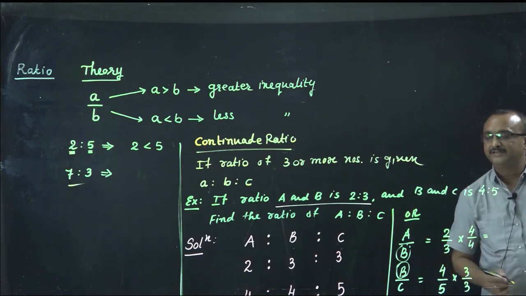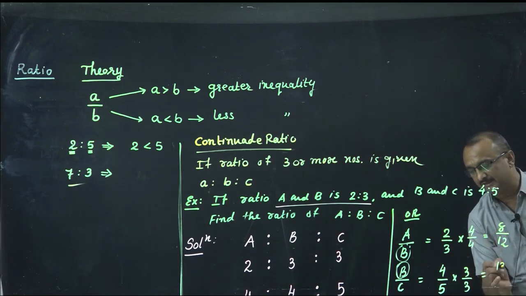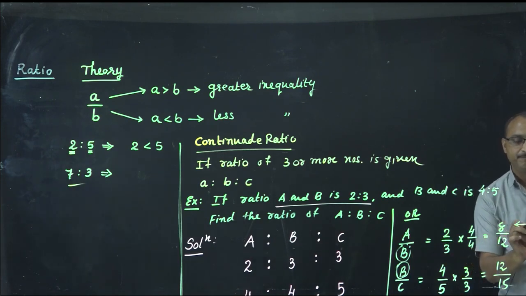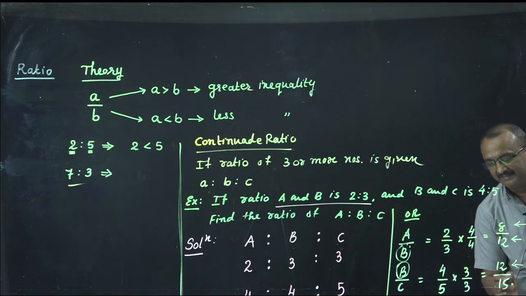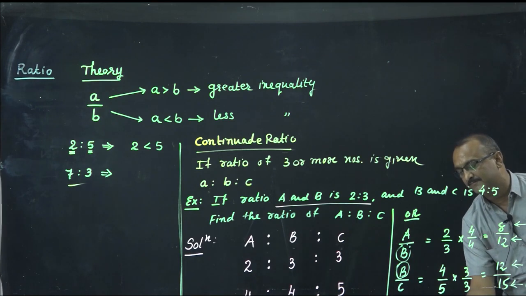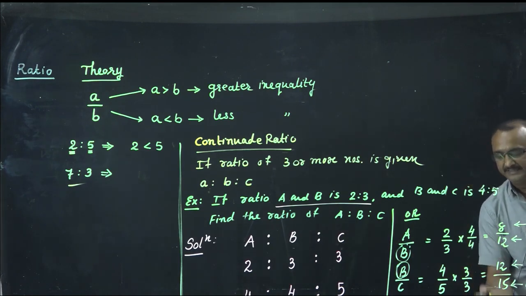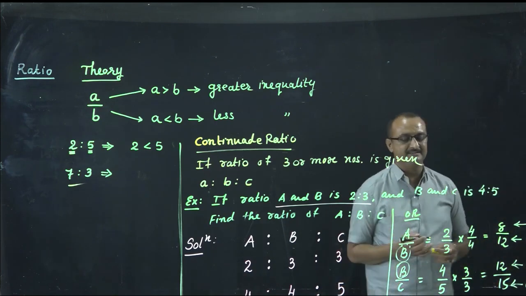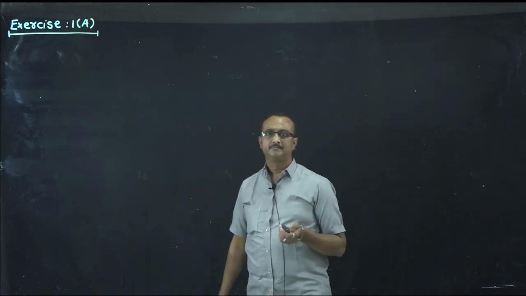Okay. Now calculate this, 8 by 12. And this is 12 by 15. See, this is A. This is B. This is again B and C. Now what is the ratio of A is to B is to C? It is equal to A 8, B 12 and C 15. Both the methods are very easy. You can use any one.